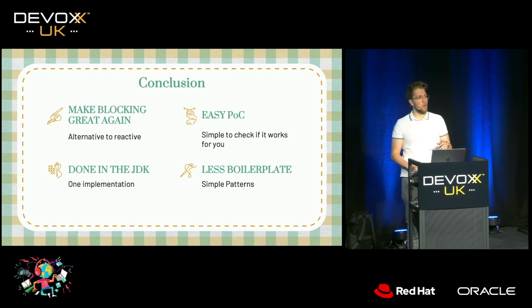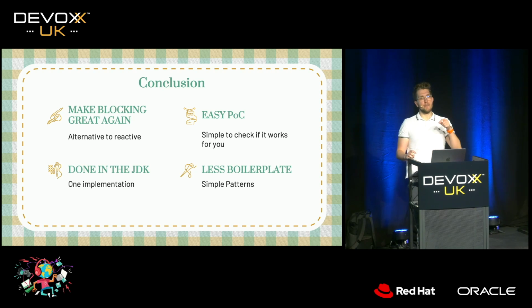And I think the most important thing is we have less boilerplate code, because you can see we have these huge patterns to create certain reactive programming styles. And with this, we just have, again, simple patterns, sequential code, and especially with the structured task scope, we can also use it to run stuff concurrently.